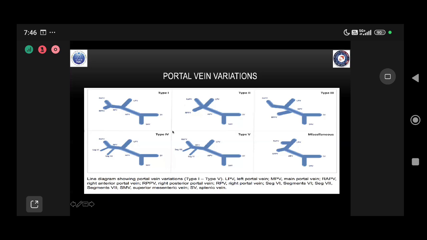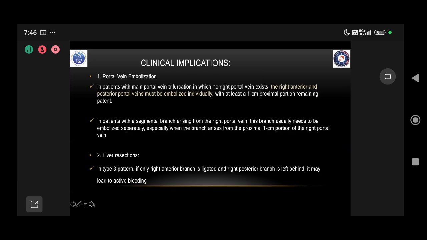So this is just a line diagram which represents what I just said. Portal vein variations are the simplest to identify on a CT scan, and this actually helps us during surgery to plan our liver resection. Something which can be identified preoperatively: if you have a patient in whom you are planning liver augmentation and has a portal vein trifurcation, you need to identify and embolize these veins separately to get an adequate volume augmentation. If only one vein is embolized, then you may end up with a suboptimal volume.